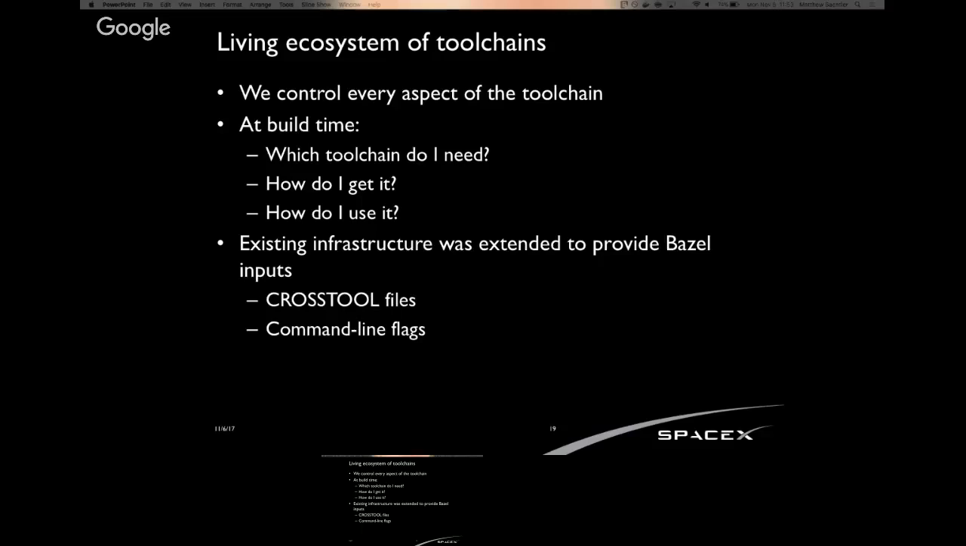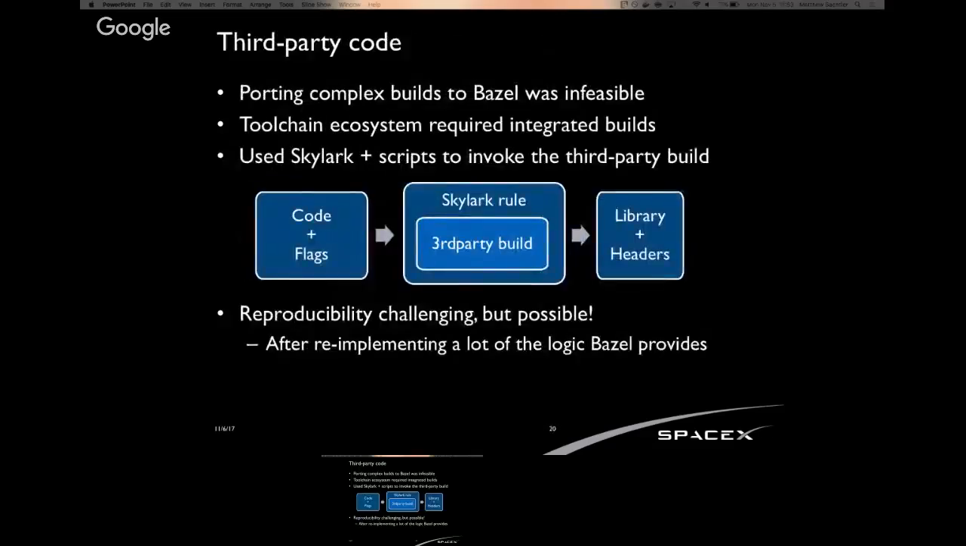The other piece then is the command line flags to go and choose which of the tool chains we're building with. So relatively straightforward story once you kind of wrap your head around the cross-tool files. The last big piece of this was the third-party code, and there was a little bit of discussion about this earlier.